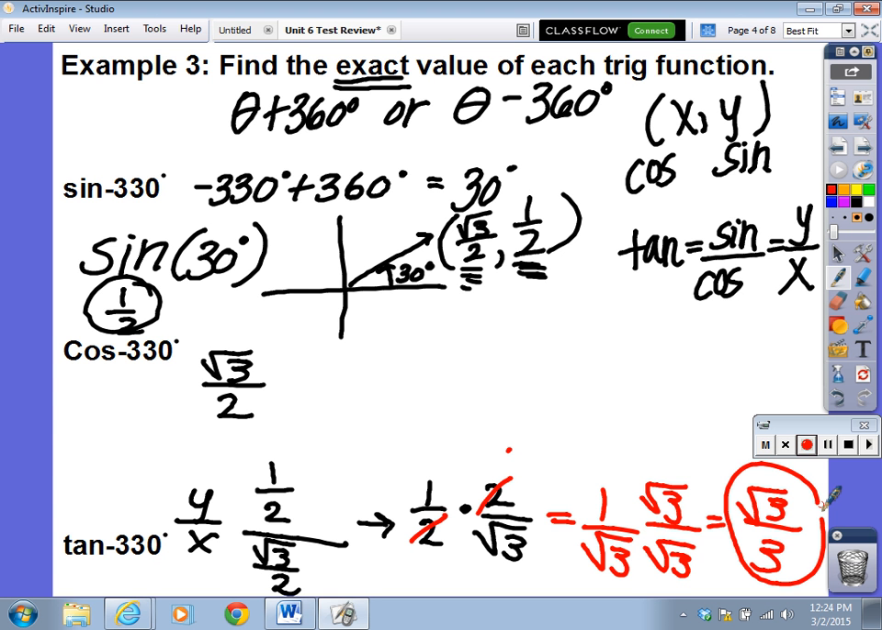Questions on that? Okay. So tangent's the new thing. You'll just do y divided by x. That's it. Okay, moving on. We just have 3 more examples, and then I'll set you free. You'll have plenty of time to work. Stay with me for a second.